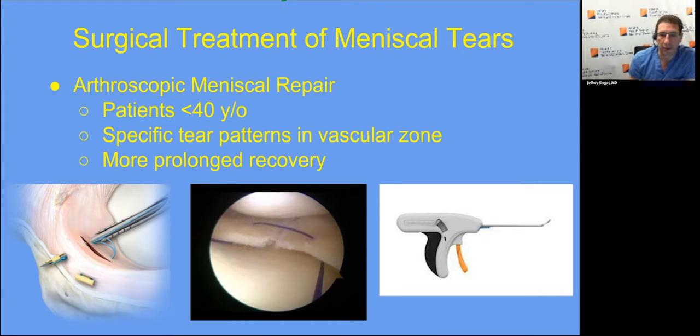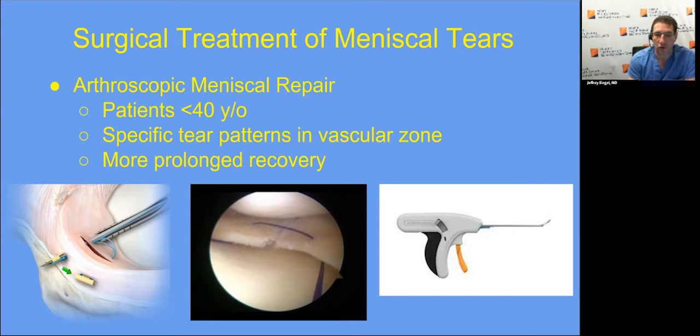There are tears that are amenable to repair, and it's a big distinction, understanding that not all arthroscopic surgery for meniscal injuries are the same. So many of them, in the large majority, are treated with meniscectomy or partial meniscectomy, where we're trimming back the unstable tissue. But in an ideal circumstance, we're actually repairing the tissue.